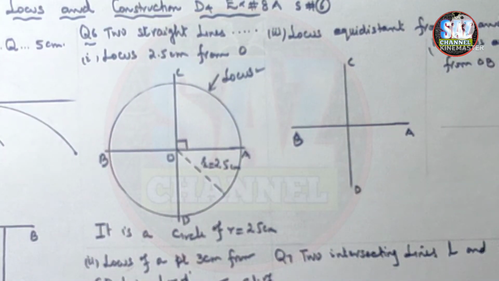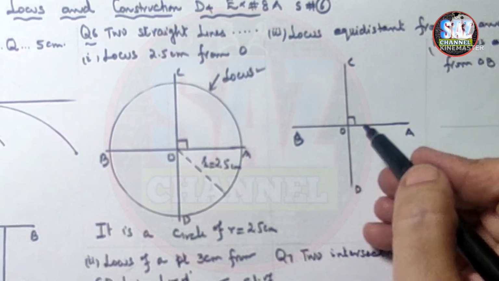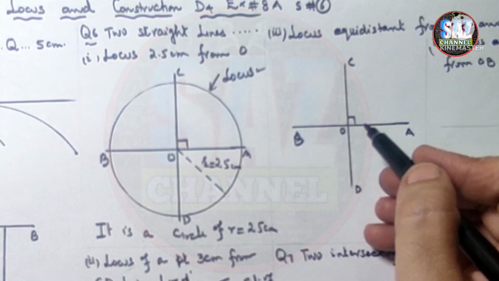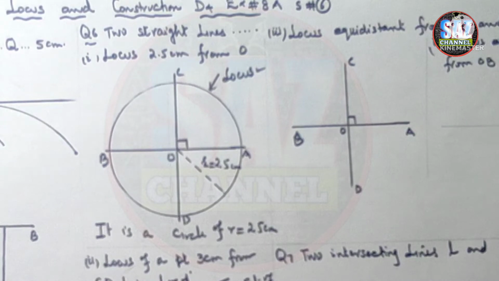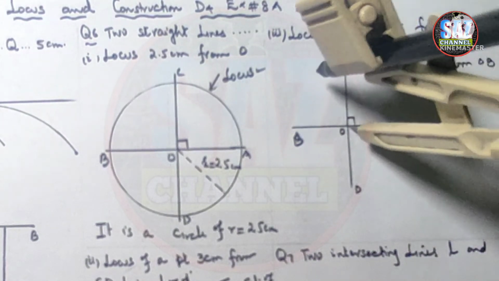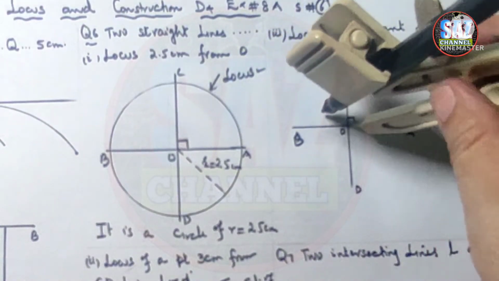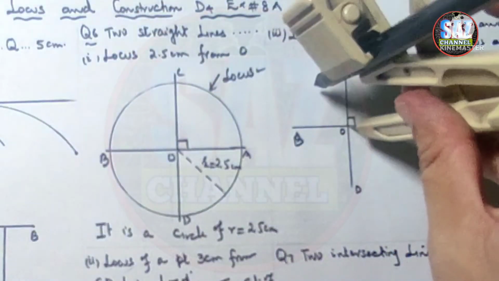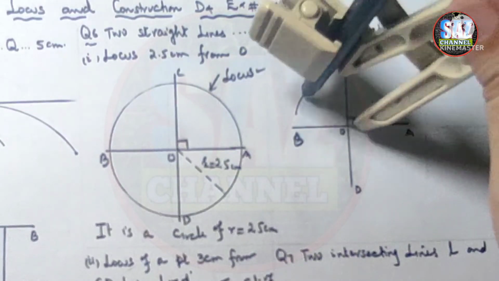Now what we have to do is construct the locus of the point which is equidistant from C and O. So, recall what locus I have to construct. I have to construct the perpendicular bisector. So, in order to construct the perpendicular bisector, I have to open the arm of the compass a little more than half of the baseline, by observation.